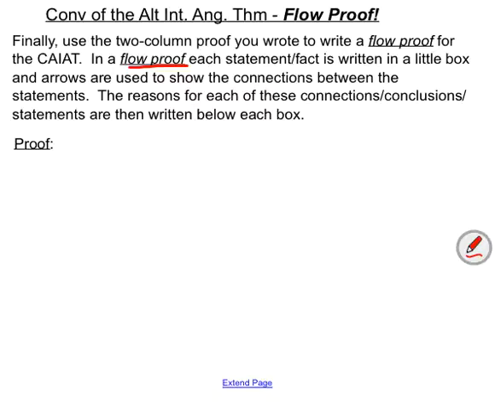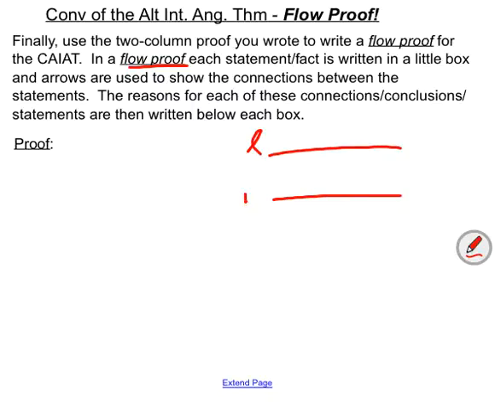Essentially, we write all the statements in boxes, and then underneath those boxes we put the justifications or the reasons, and then we show how things are connected. Probably better to do this through an example. So we're going to use the same picture as before, and maybe I'll just redraw this real quickly.